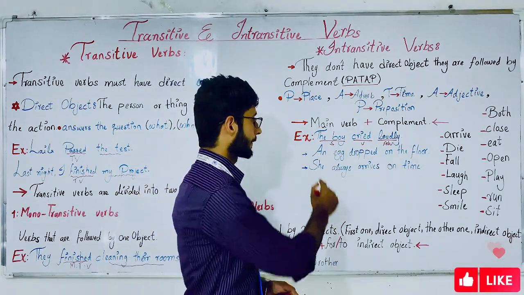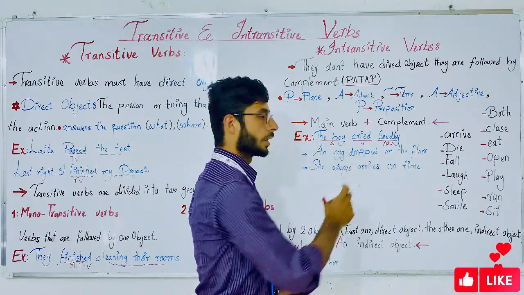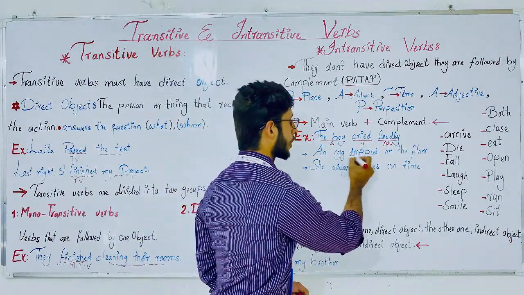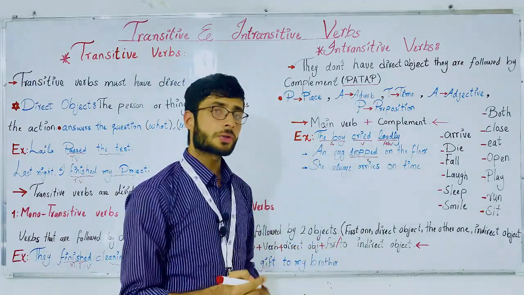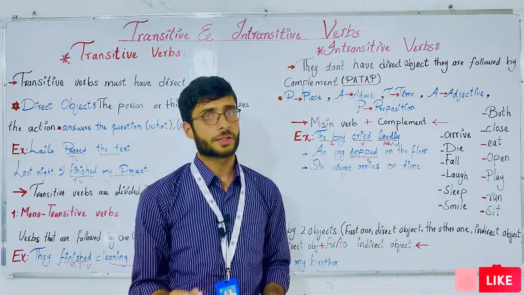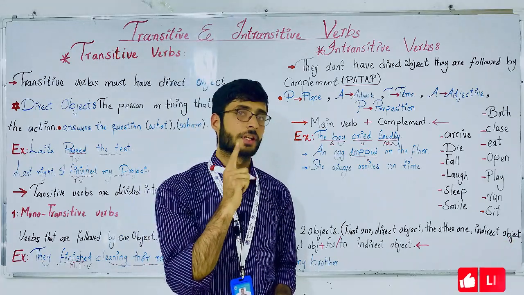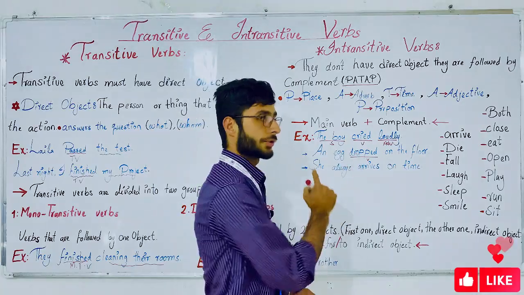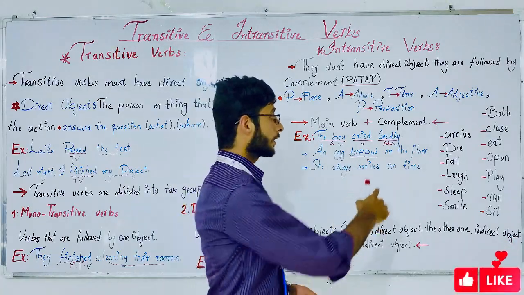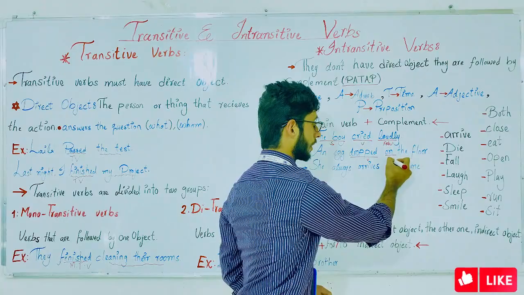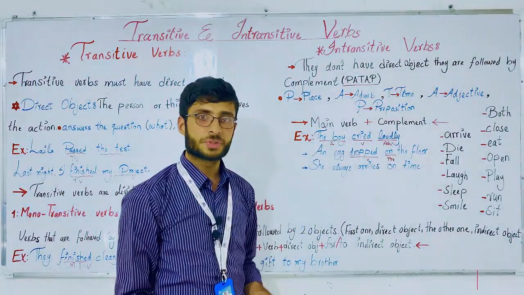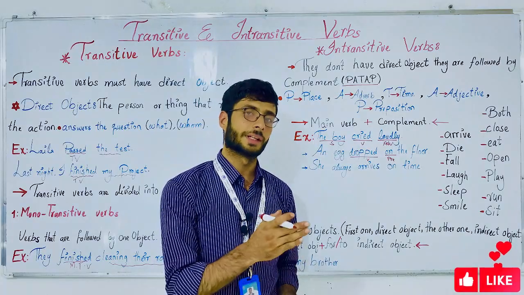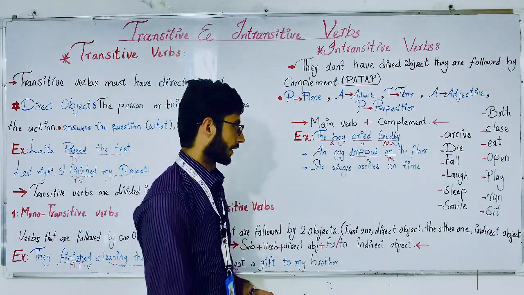Second sentence: an egg dropped on the floor. See guys, in this sentence, we have dropped. It is a verb. Now, how should we understand? Is it transitive or intransitive? Answer those questions. What or who? There is no answer for them. That's why it is an intransitive verb. And at the end of that, we also have a preposition. What is on? It's a preposition. When there is a preposition, it's not a transitive verb. It's called an intransitive verb.